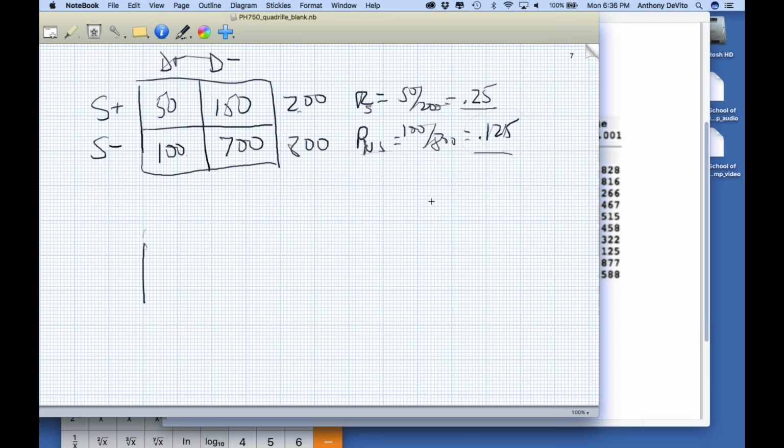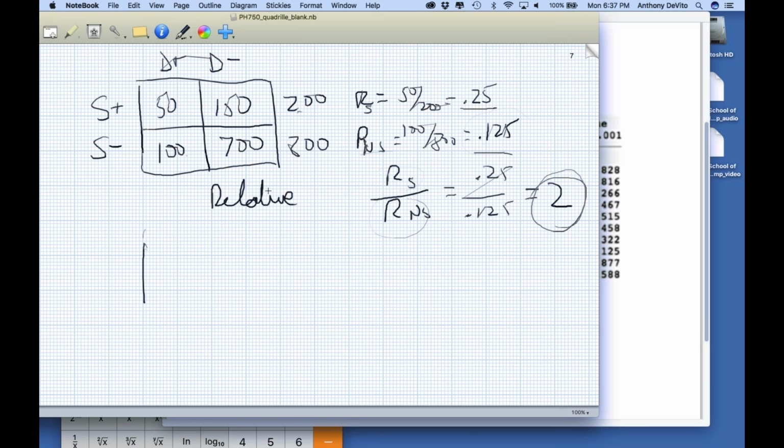Let me do something here. Let me take the risk for smokers, divide that by the risk for non-smokers, and see what that ratio is. So it's 0.25 over 0.125. 0.125 goes into that twice. That's 2. You're twice as likely to develop lung cancer if you're a smoker than if you're a non-smoker, according to our observed values. I'm going to give that a special name. I'm going to call that the relative risk, or risk ratio. A lot of people call it risk ratio instead.